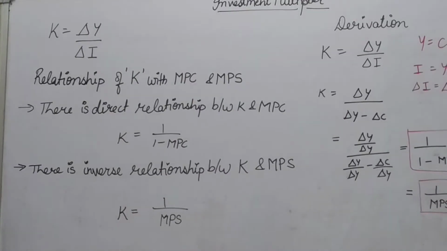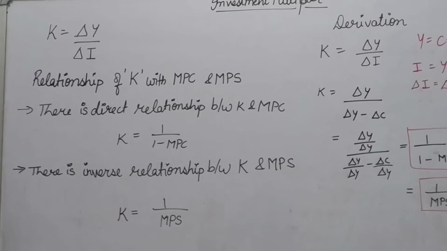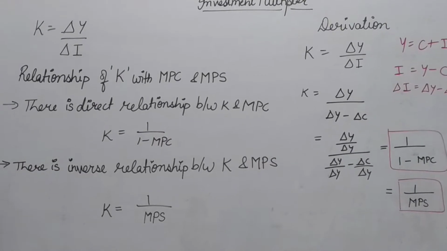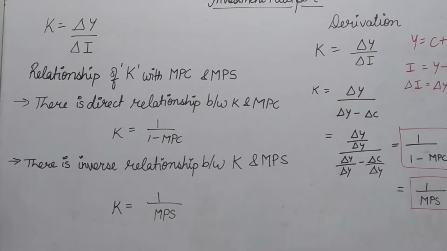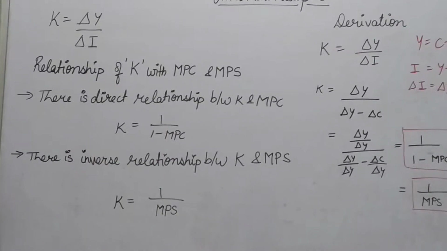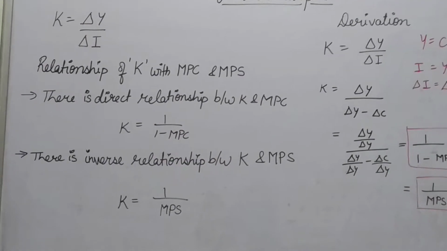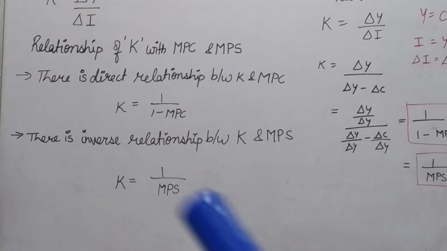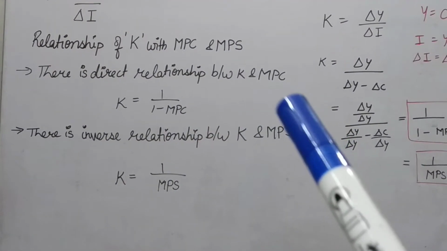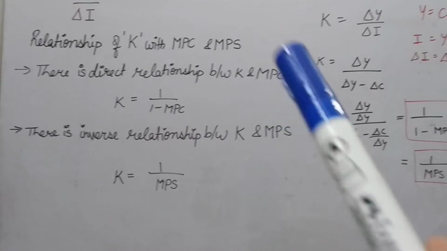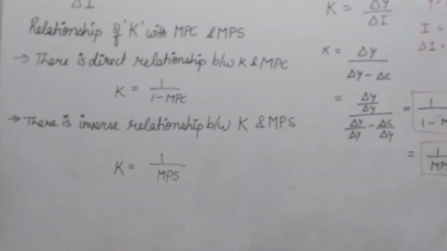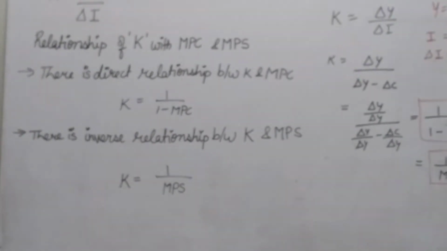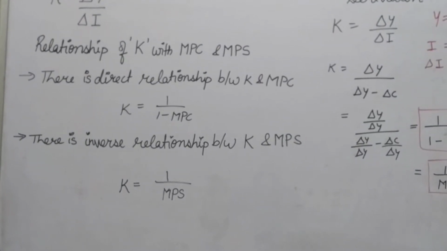So the formula of investment multiplier is K equals delta y upon delta I. But two more formulas are also there to find out the value of investment multiplier, related with MPC and MPS. Now let's start with the relationship of investment multiplier with MPC and MPS. The value of the investment multiplier totally depends upon the value of MPC and MPS, and there is a direct relationship between K and MPC. Higher the MPC, higher will be the value of multiplier, because if the people do more consumption, more money will be multiplied in the economy.